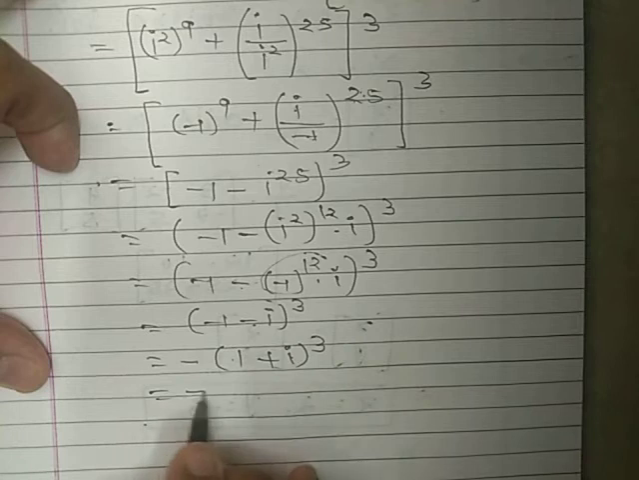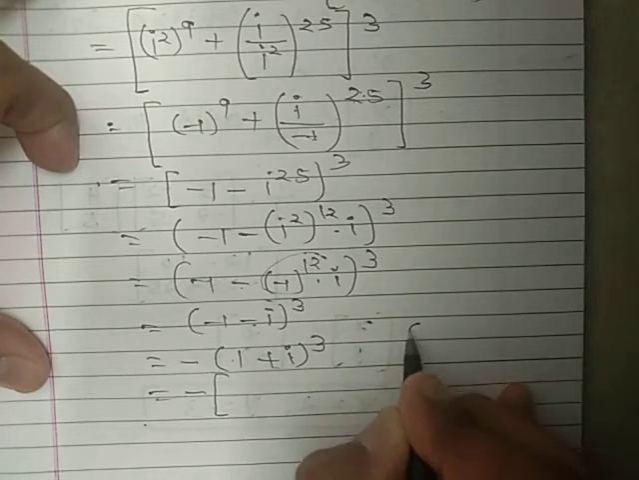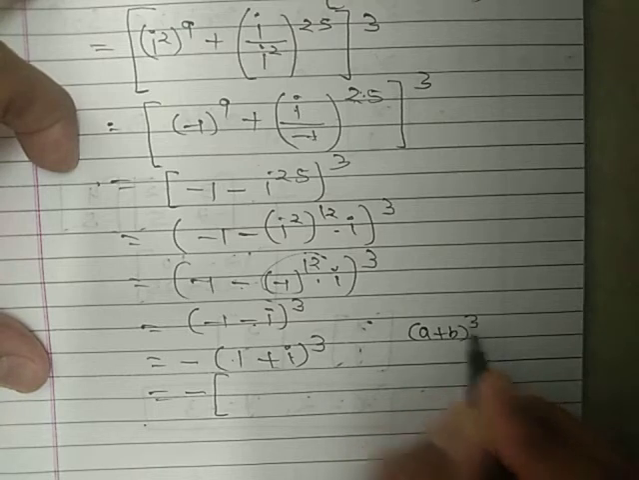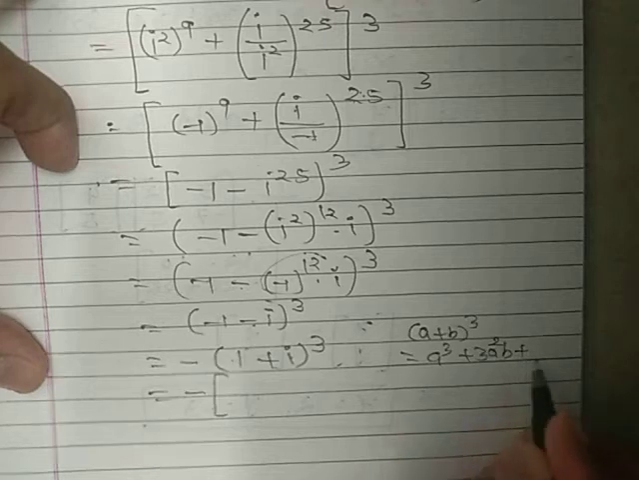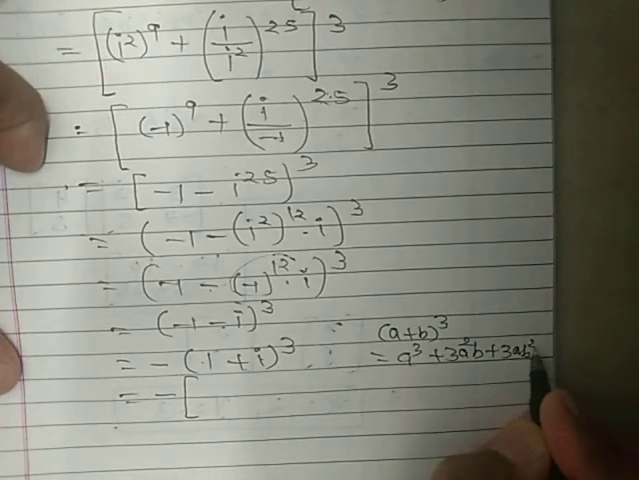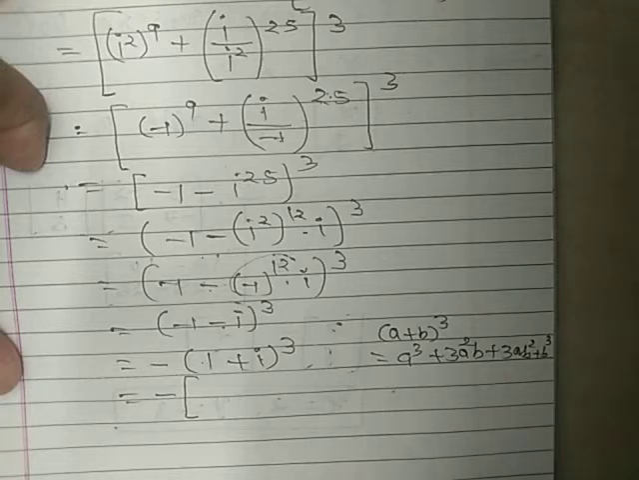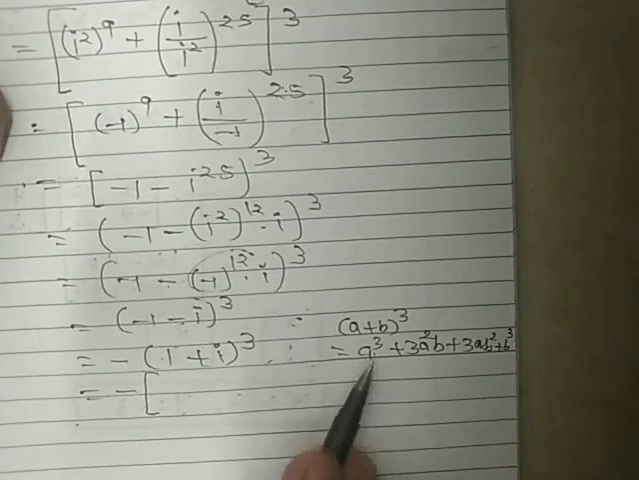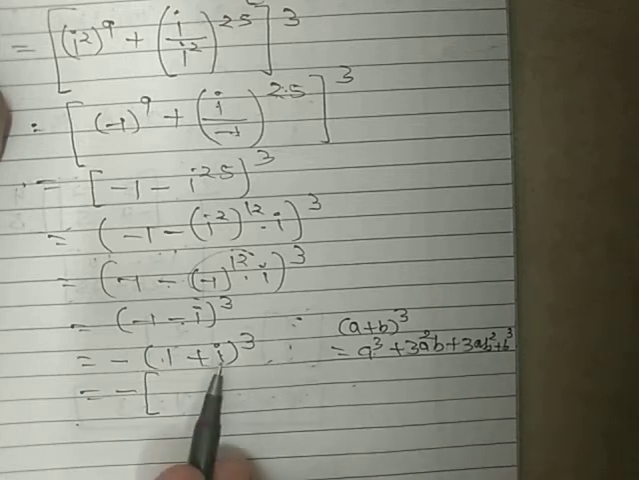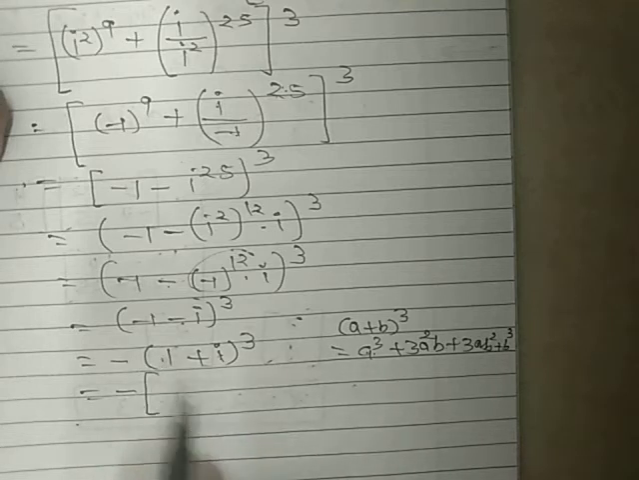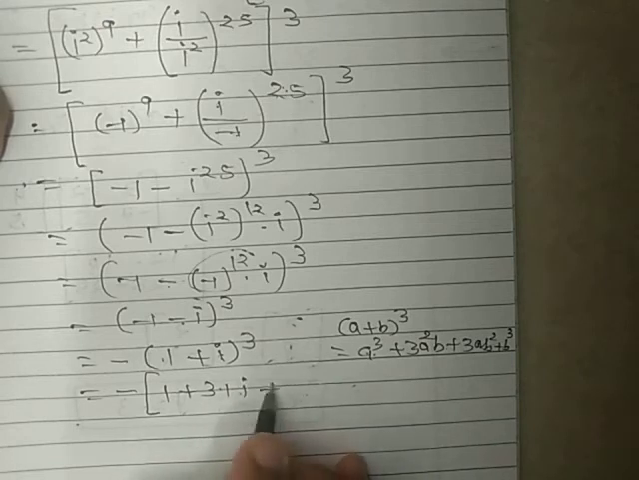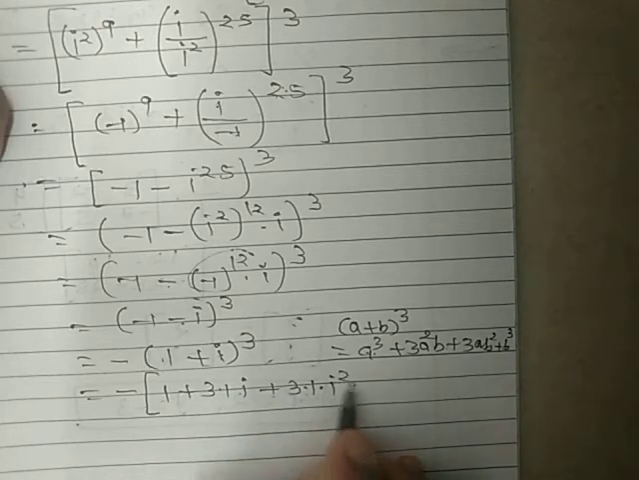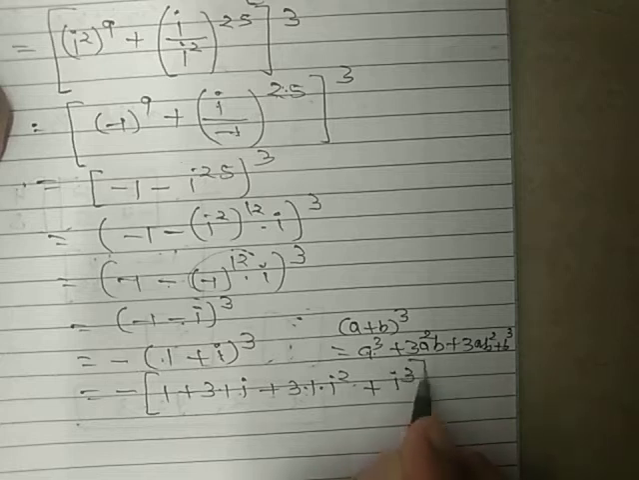(a + b) whole cube. We know that (a + b)^3 equals a^3 + 3a^2 b + 3ab^2 + b^3. Here a equals 1 and b equals i. Replace a with 1 and b with i: 1 plus 3 into 1 into i plus 3 into 1 into i^2 plus i^3.